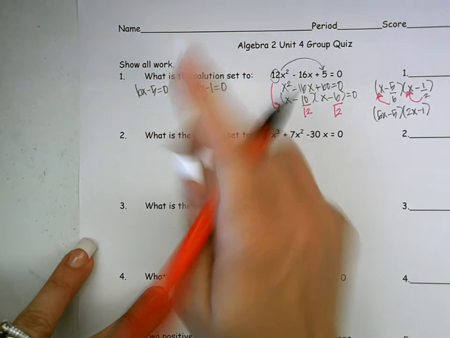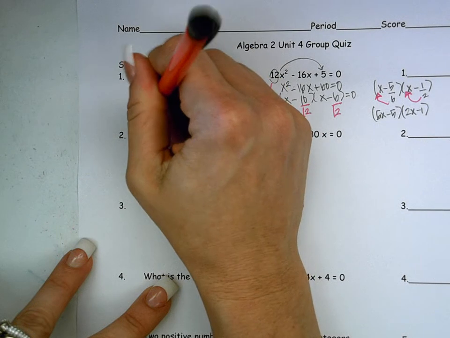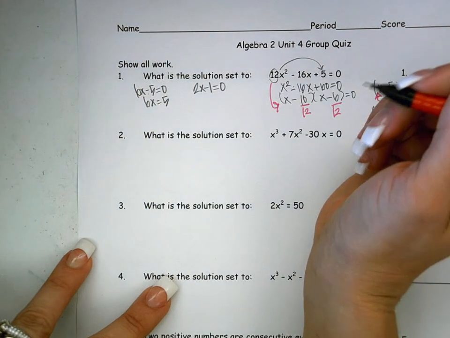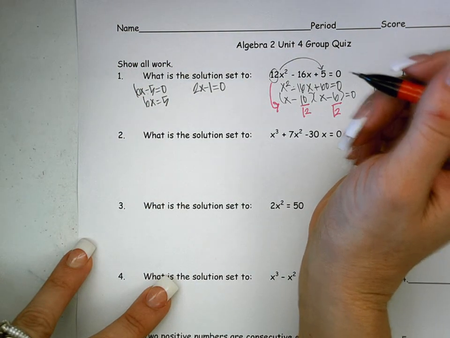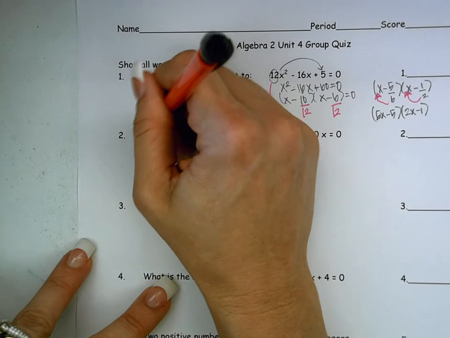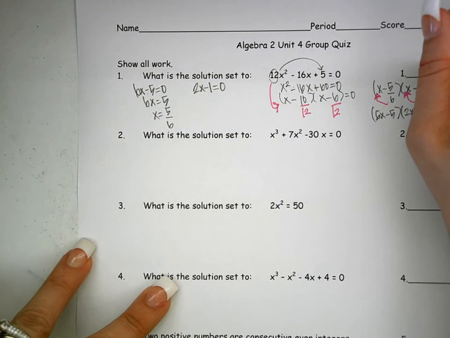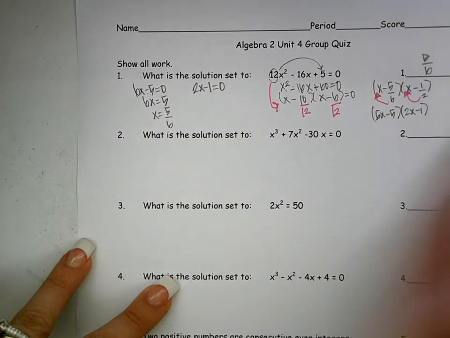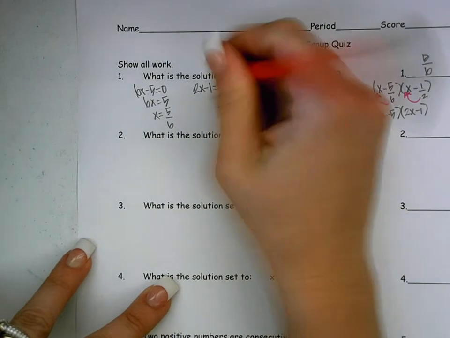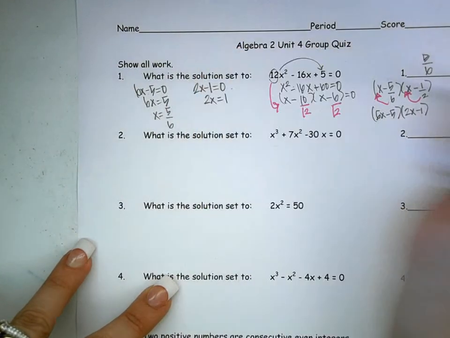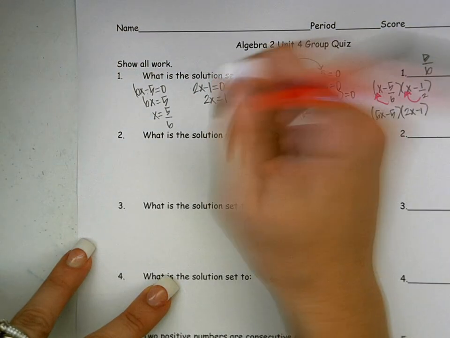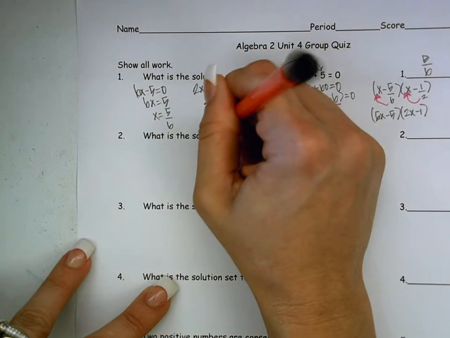Do the inverse operation, so add 5 to both sides gives you 6x equals 5. Divide both sides by 6, so x is 5 over 6. That's one of your solutions. So 5 over 6 is one of your solutions. Other one, add 1 to both sides would give you 2x equals positive 1. Divide both sides by 2, so x is 1/2.